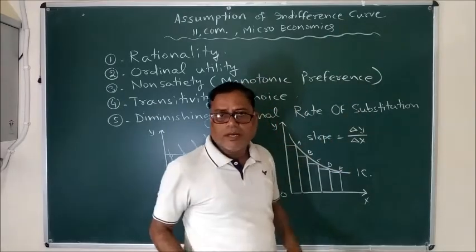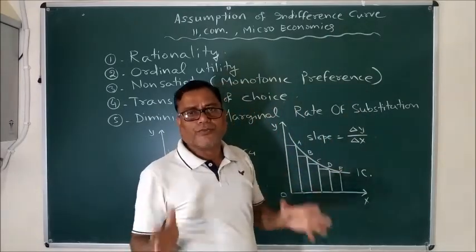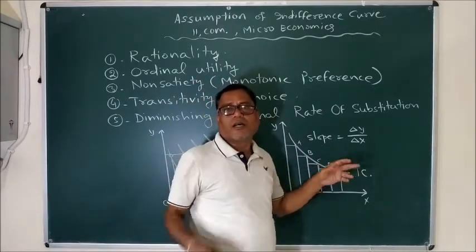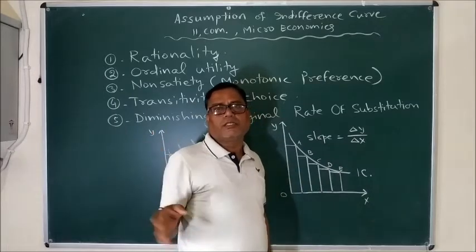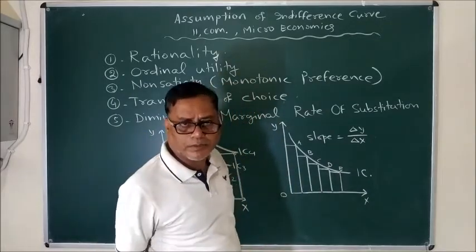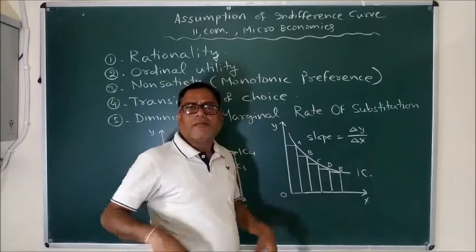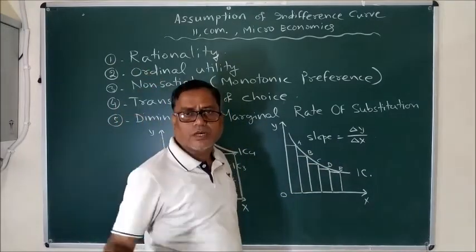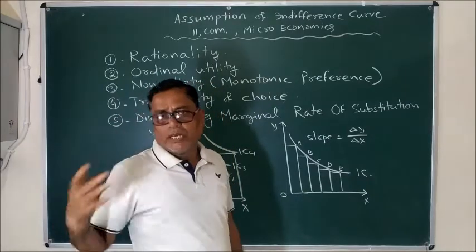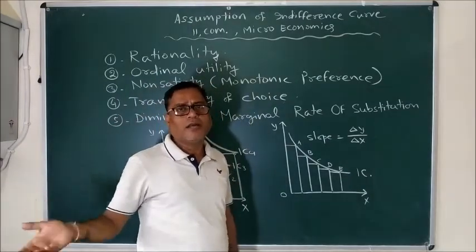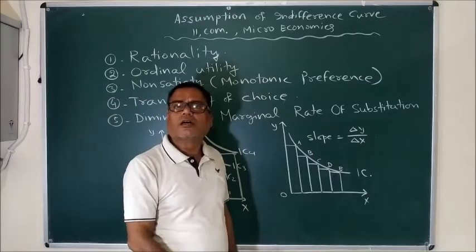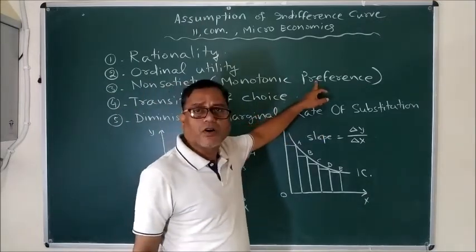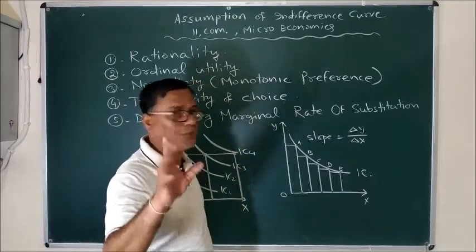So income and price of X and Y being fixed, the second preference is also not possible. Then our consumer is left with only the third preference, that is, when our consumer increases the consumption of X, he has to reduce the consumption of Y, and if he increases the consumption of Y, then he has to reduce the consumption of X. So this is called monotonic preference or non-satiety of a consumer.